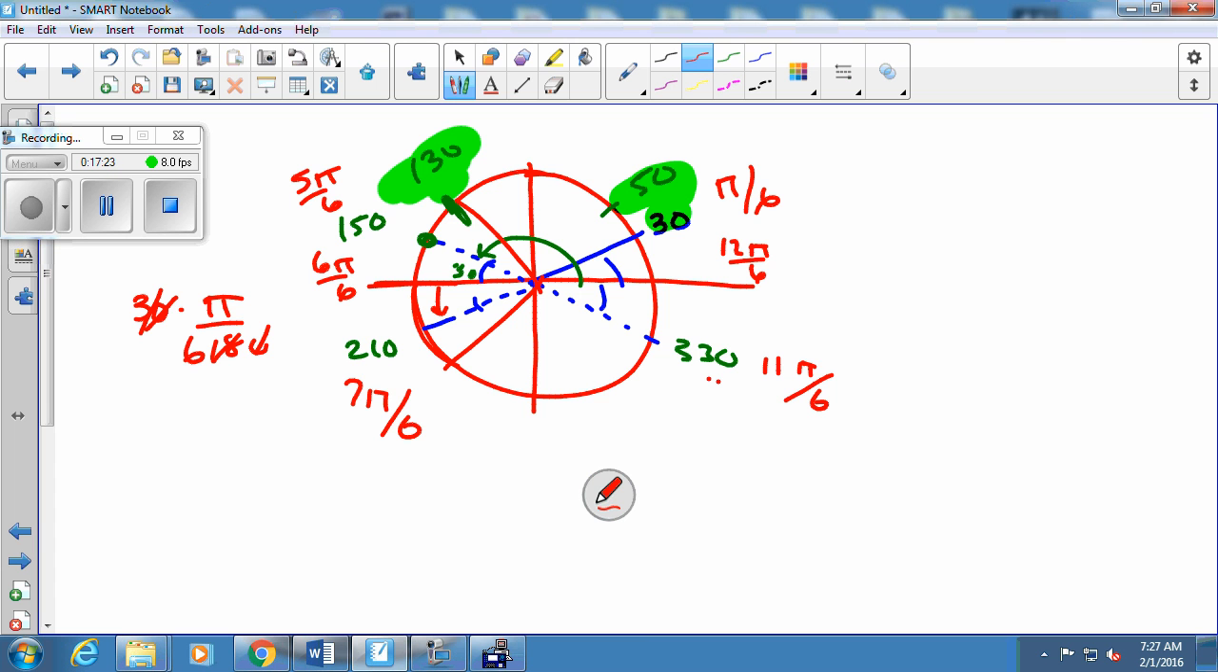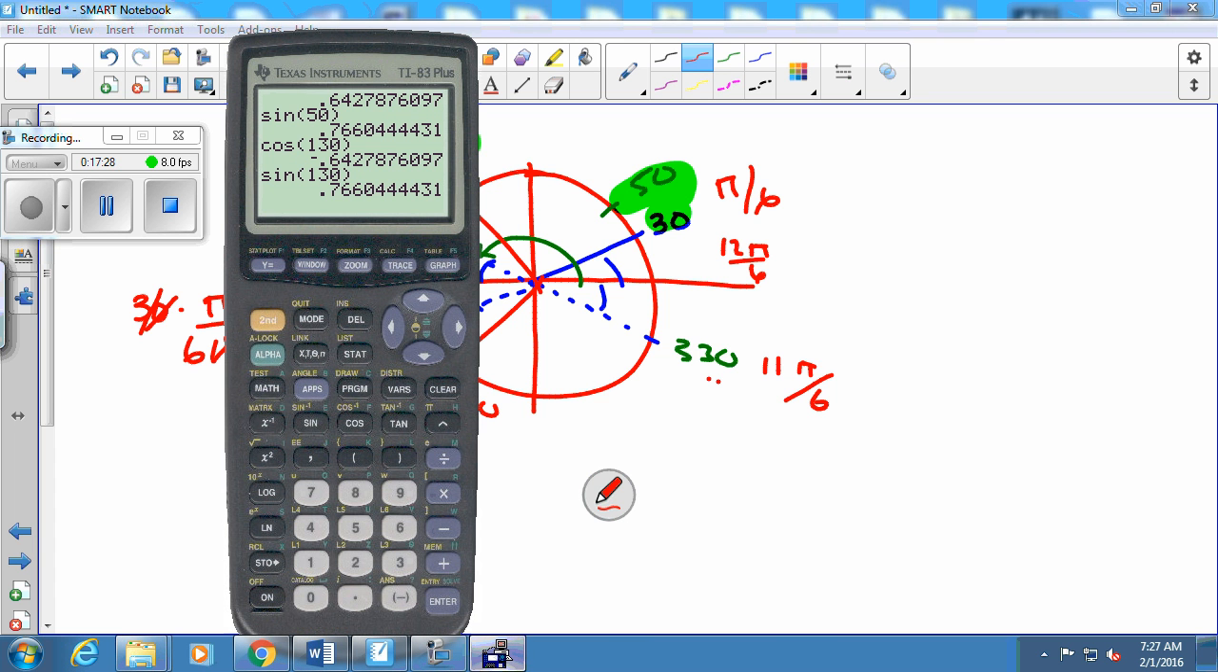180 and 50 is how much? 230. And we can quickly check. Sine of 230. Why is it going to turn out to be negative? Because you went down. What would it be in quadrant 4? Let's see, go all the way around. Back up, what would you get? 310. Okay, sine 310. Why is it also going to be negative?